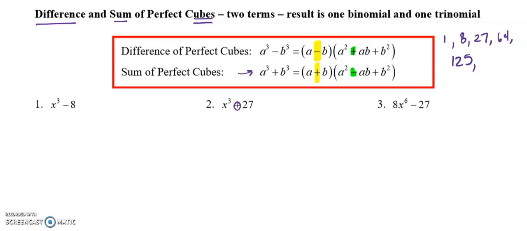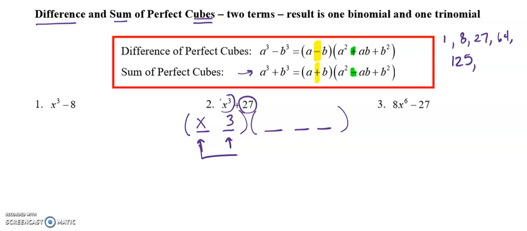So when we factor this, again, looking at number 2, we're going to end up with a binomial, 2 terms, and a trinomial, 3 terms. So I kind of just set it out in spaces. In the first spot is going to be the cube root of the x cubed. Cube root of x cubed is x. In the second spot is going to be the cube root of the 27. Cube root of 27 is 3.